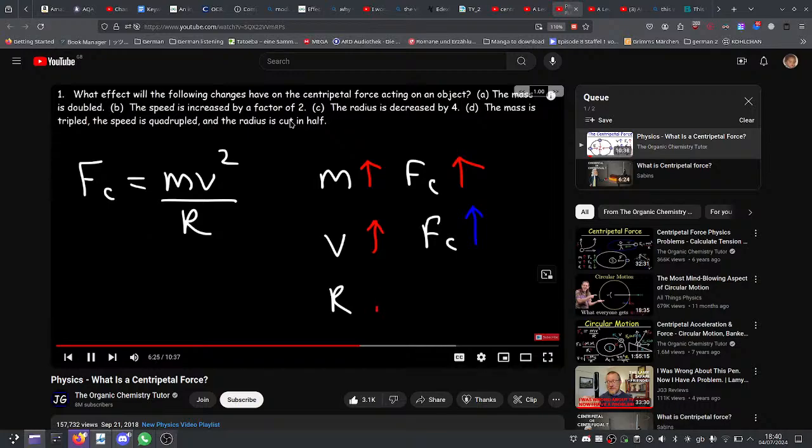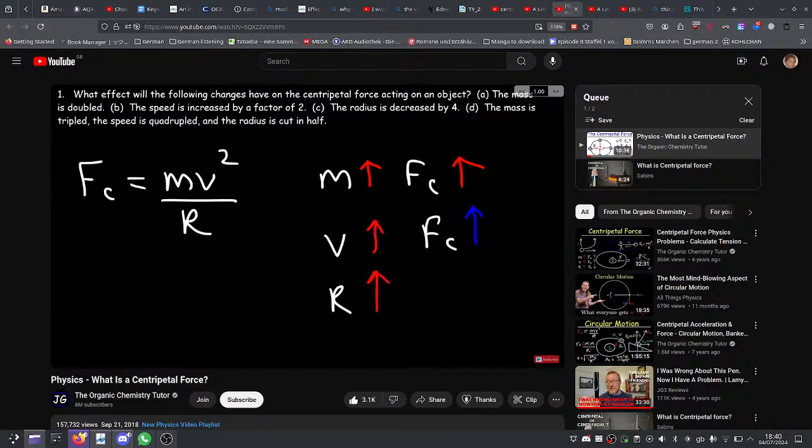Now, what about if we increase the radius of the circle? What's going to happen to the centripetal force that is needed to keep the object moving in a circle? If you use a wider circle, the centripetal force that's needed to keep it in that circle will decrease because r is in the denominator of the fraction. And so let's focus on questions like these. What effect will the following changes have on the centripetal force acting on an object? So what's going to happen if we double the mass? We know the centripetal force will increase, but by what factor?